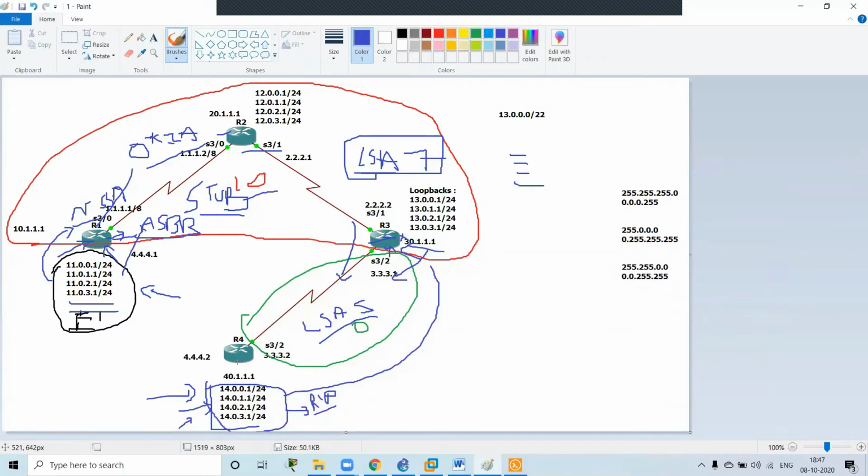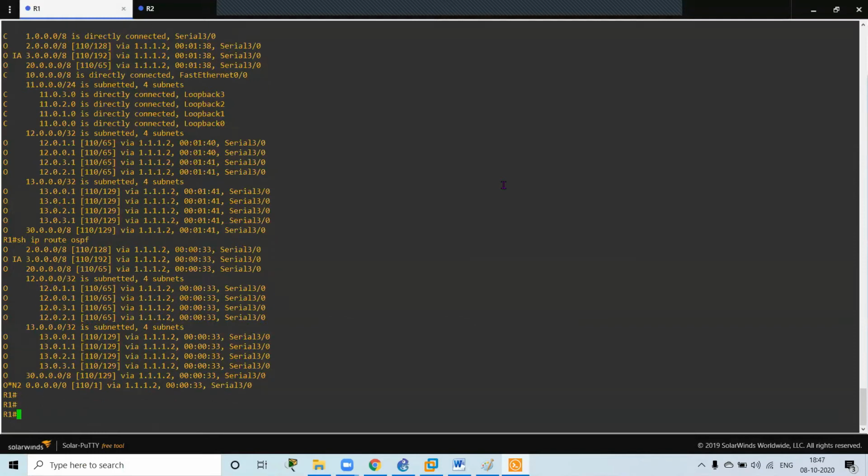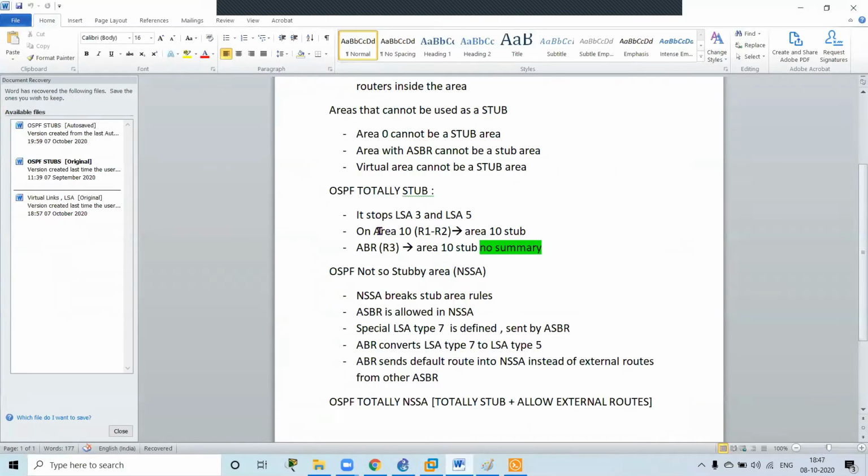Does a stub make LSA 7 or does NSSA make LSA 7? NSSA will make LSA 7. NSSA is a type of stub only, not so stubby area. It is a type of stub, a higher version of stub, you can say.